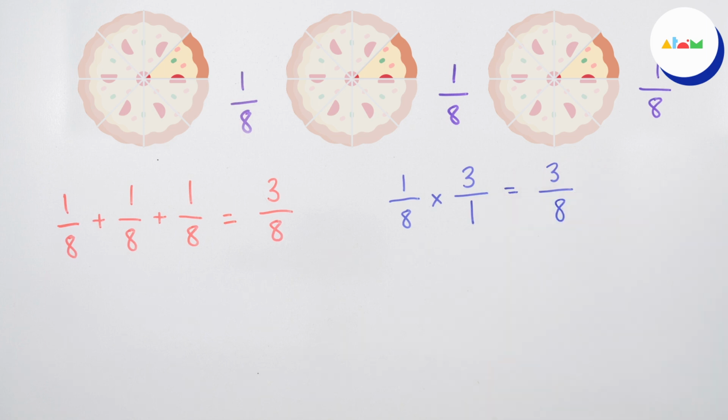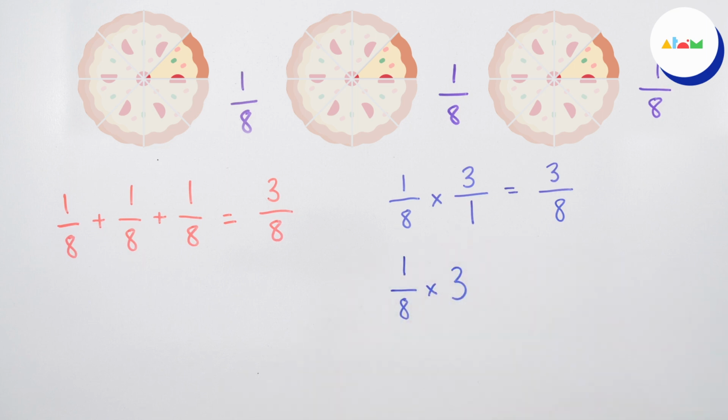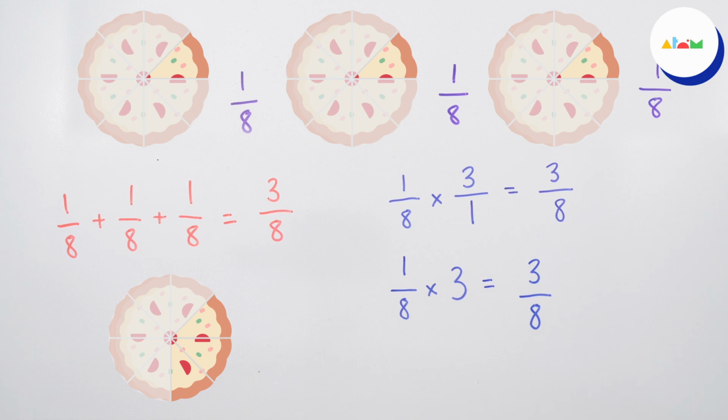Remember, when we multiply a fraction by a whole number, the denominator stays the same, because the whole number has 1 as a denominator. Or we can just write the multiplication as 1/8 times 3. We multiply the numerator by 3 and the denominator stays the same. 1/8 times 3 is 3 lots of 1/8, which equals 3/8.